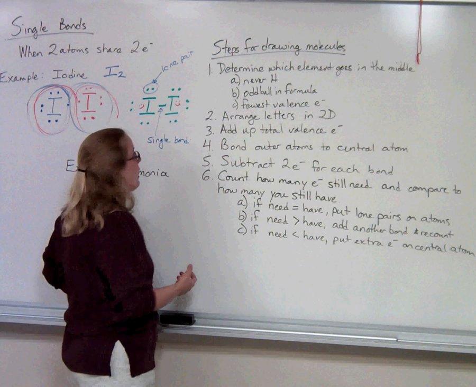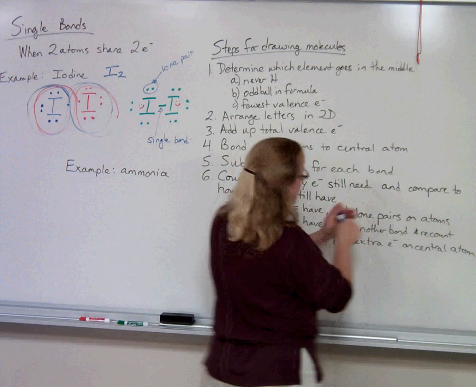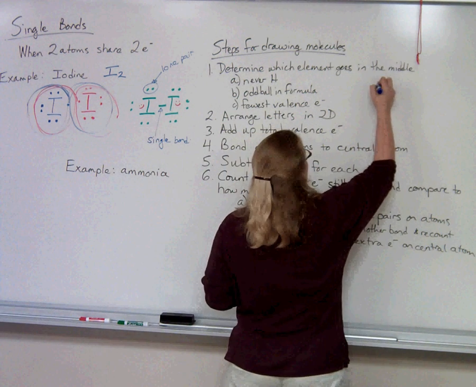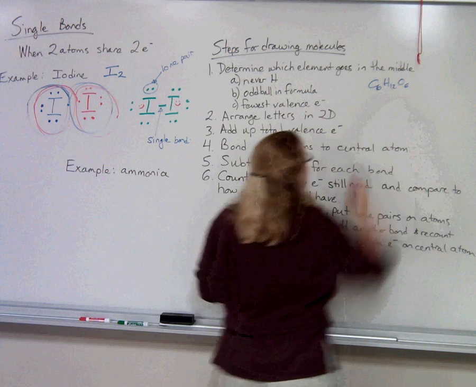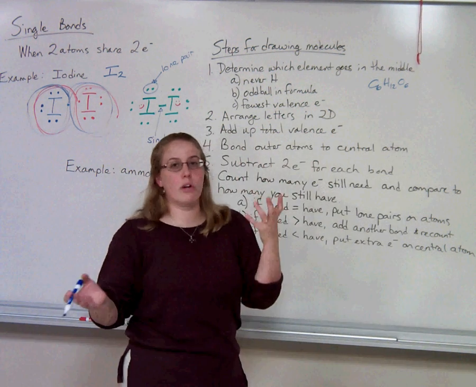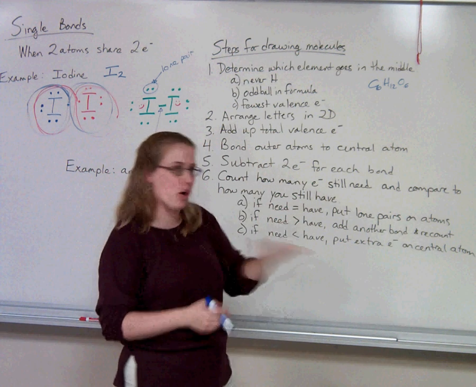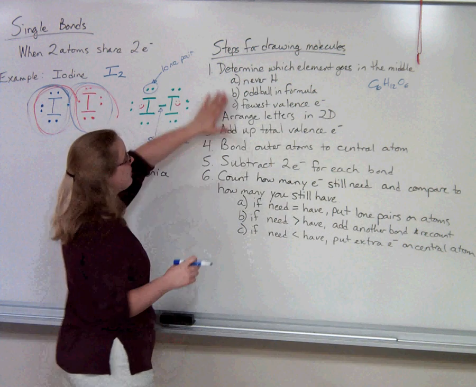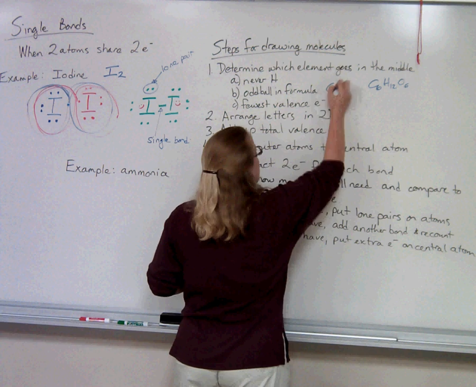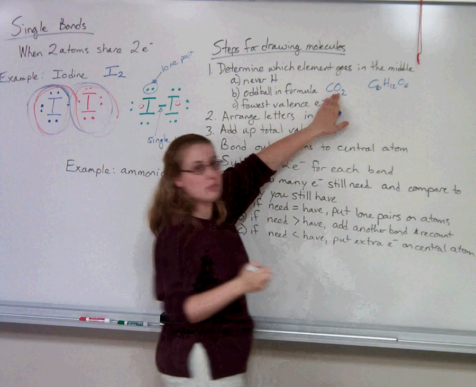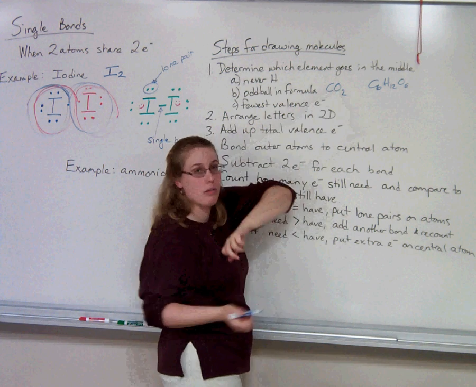First of all, it's never hydrogen. So if you have a very complex molecule, let's say something like glucose, C6H12O6, and we have like 24 different atoms, who's going to go in the middle? It's not going to be hydrogen, ever. Next, it's the oddball in the formula. So let's say that we have a formula like CO2. We have 2 oxygens but only 1 carbon. That makes carbon the oddball. Therefore, carbon's going to go in the middle.